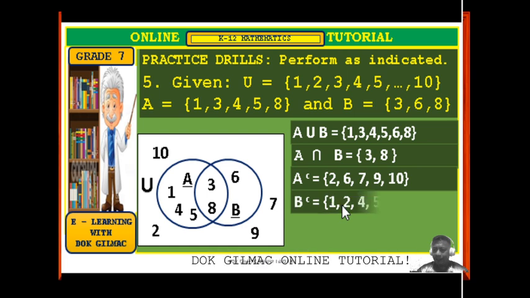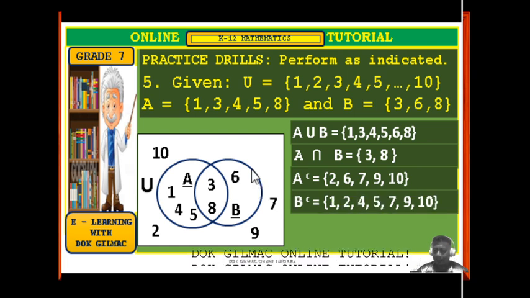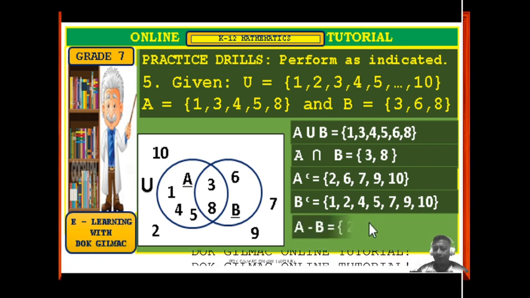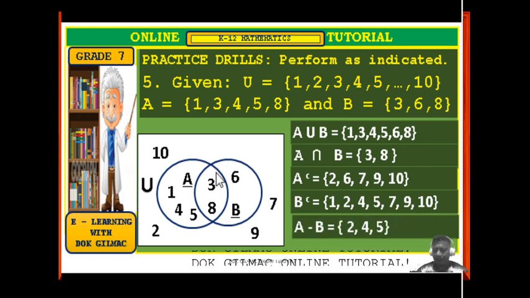Okay? How about B complement? Again, it's very easy to determine. Do not include 3, 6, 8. So we have 1, 2, 4, 5, 7, 9, and 10. Yes? For B complement. How about A minus B? Again, it's very easy to determine here using the Venn diagram. Do not include 3 and 8 here. Okay? So there are actually 3 elements, 1, 4, and 5. A minus B are 1, 4, and 5.